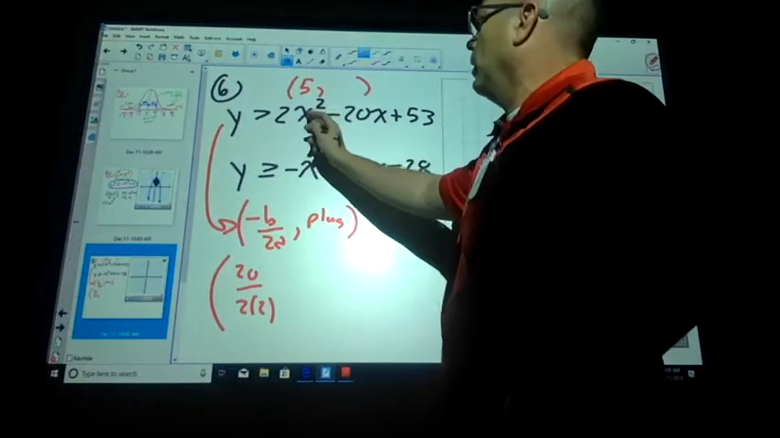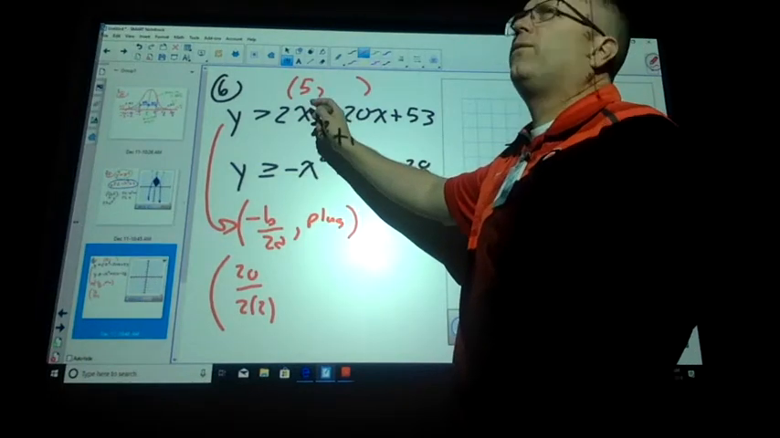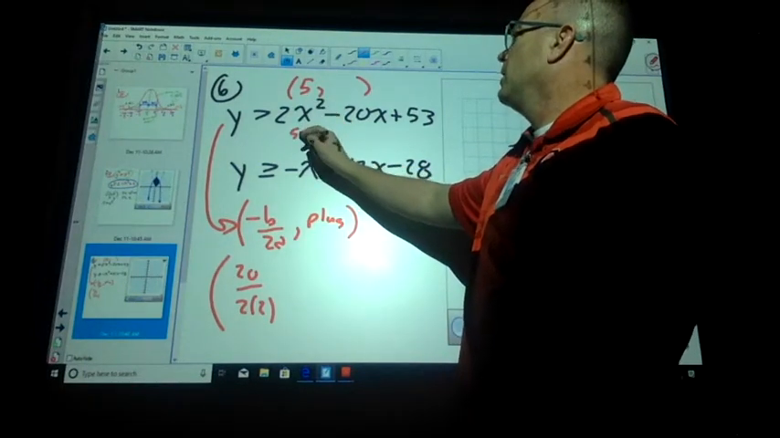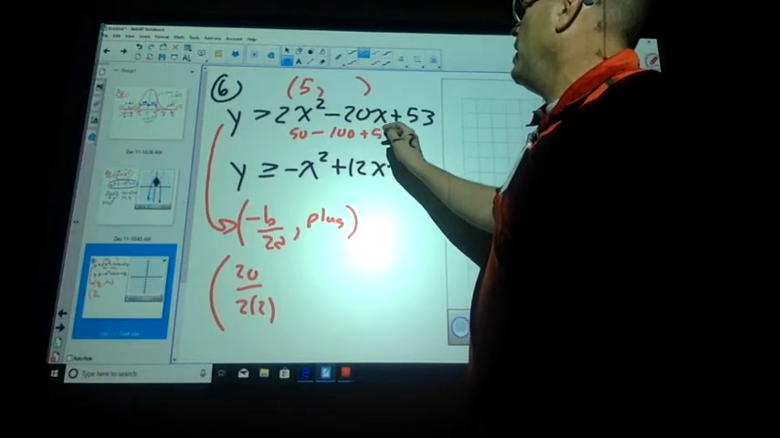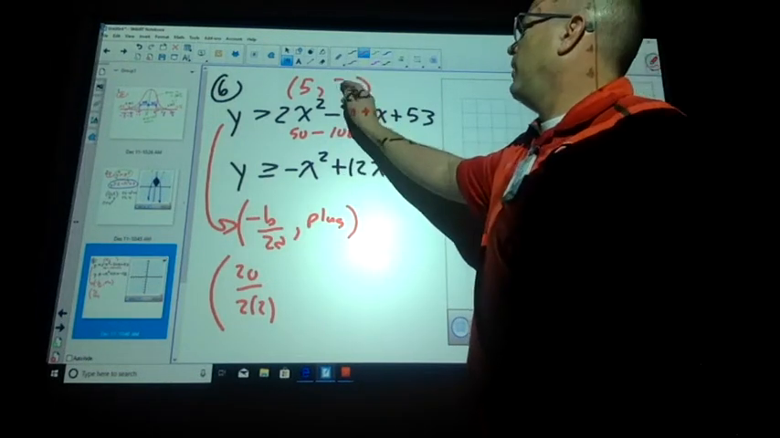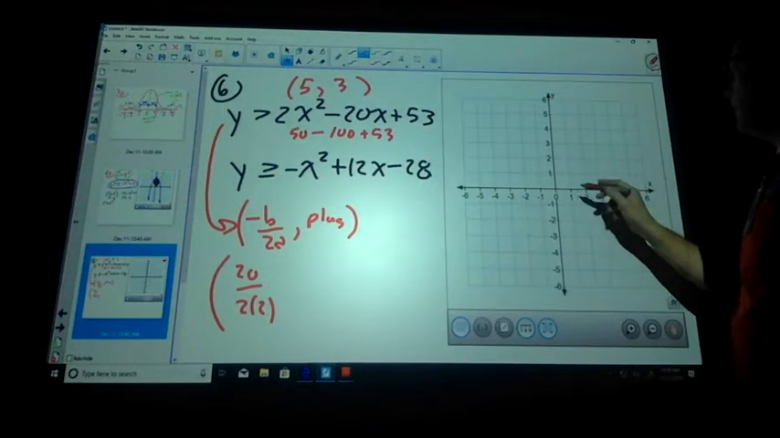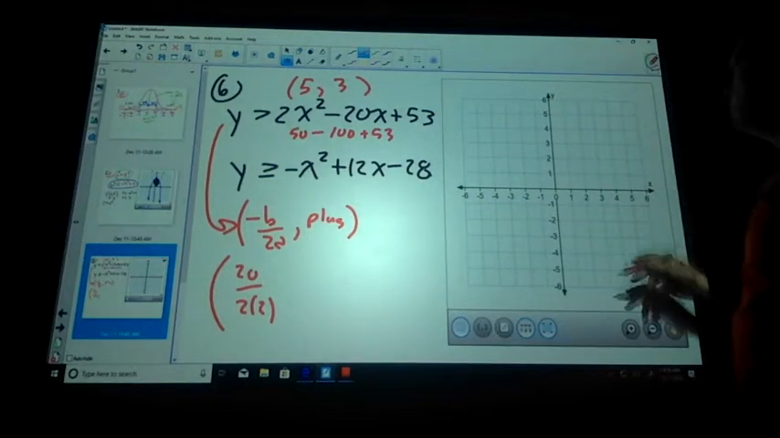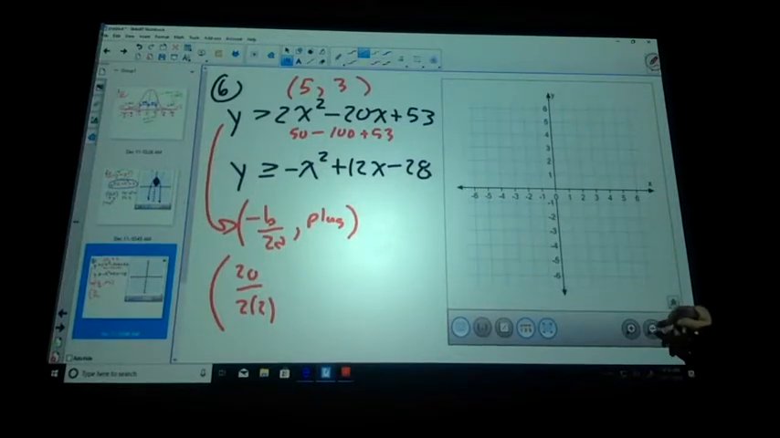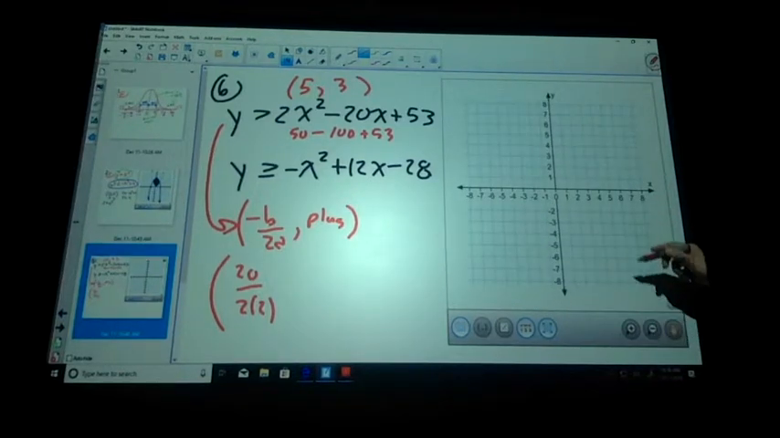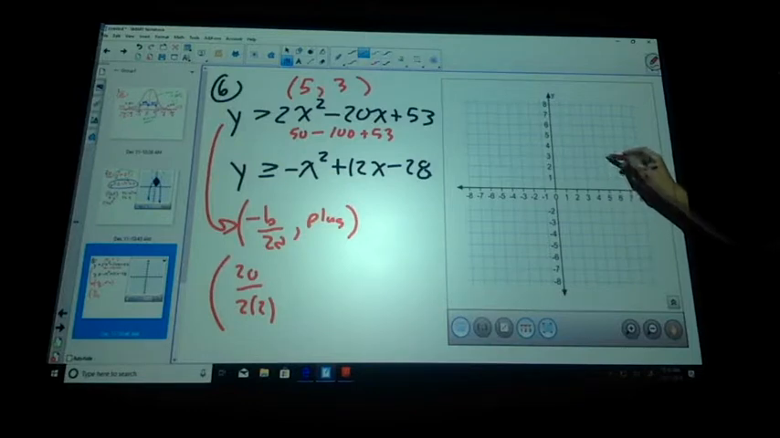If I take 5 and plug it in, I get 25 squared, so it's 50 minus 100 plus 53. So that gives me 5 comma 3. Yay! Okay, 5 comma 3. Let me bring this out a little bit. All right, 5 comma 3 is here.